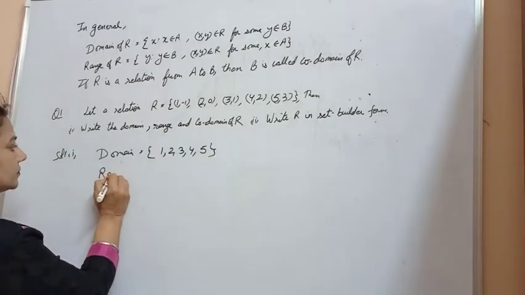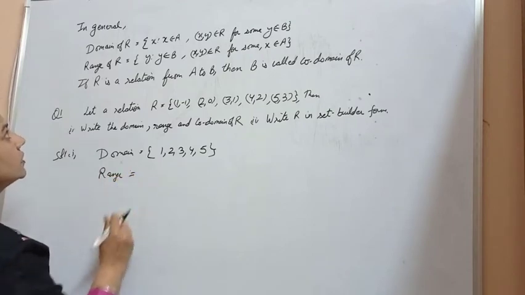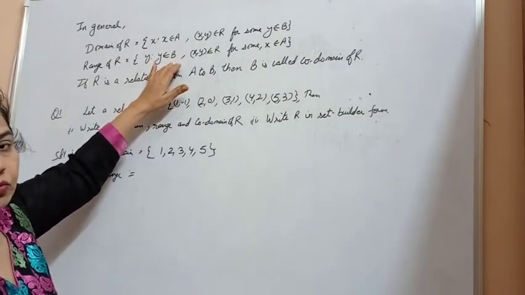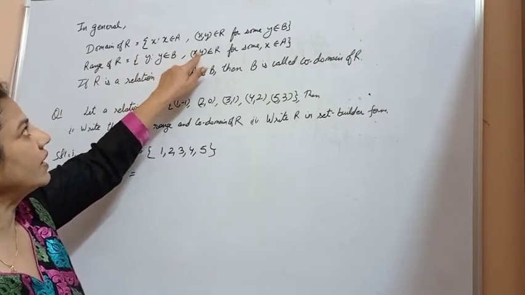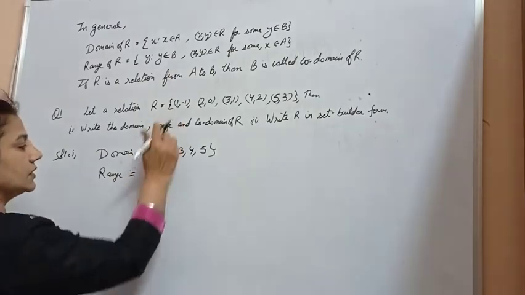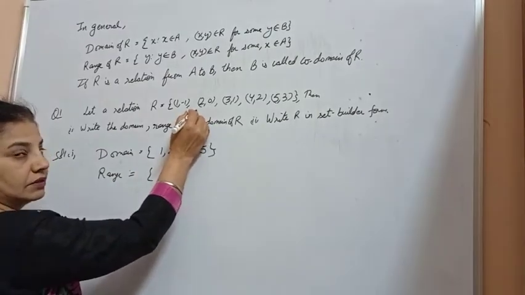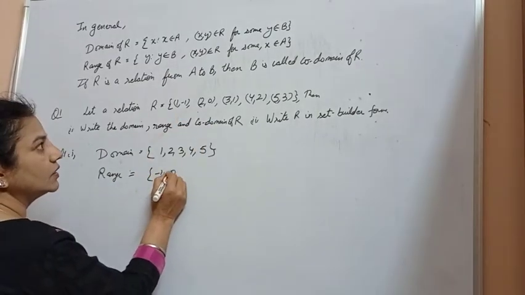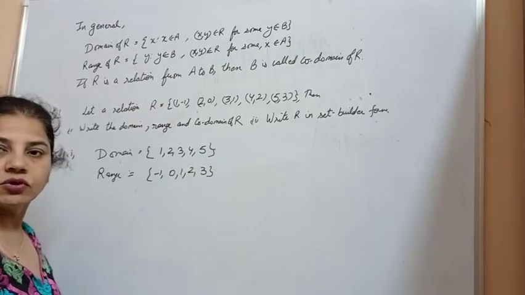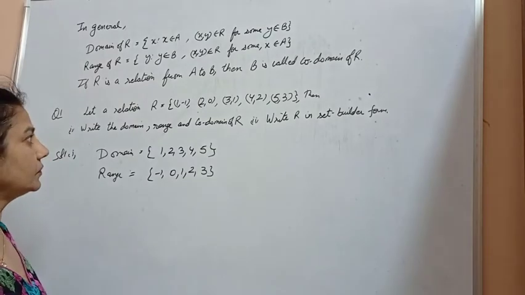Range is, according to the definition, y belongs to B, and what is y? y is the second component of this relation. So in this particular case, if I compare with the given example, I have -1, 0, 1, 2, 3 as the range of this relation.